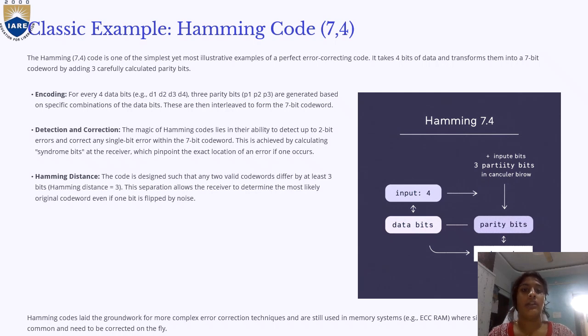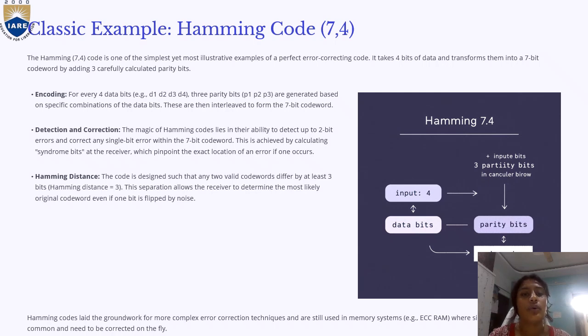Detection and correction: the magic of Hamming codes lies in their ability to detect up to 2-bit errors and correct any single bit error within their 7-bit code word. This is achieved by calculating syndrome bits at the receiver, which pinpoint the exact location of the error if one occurs.